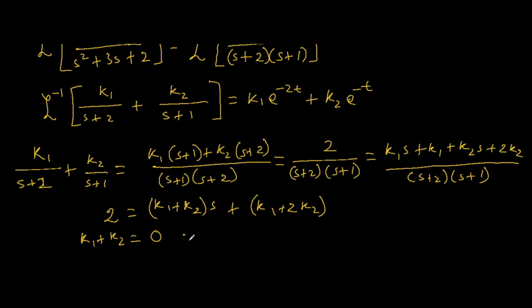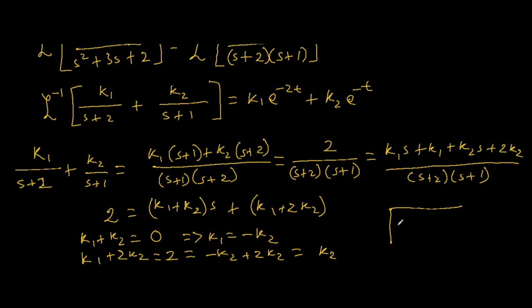And from this expression, we know that our k1 is simply equal to minus k2. And the second coefficients we equate tell us that k1 plus 2k2 is equal to 2. Now we already know that k1 is equal to negative k2, so we can put negative k2 in here. This is equal to minus k2 plus 2k2, which is simply equal to k2. So we discover that k2 is equal to 2, that means k1 is equal to negative k2. So let's write our solution here: k1 is equal to minus 2, and k2 is equal to 2.